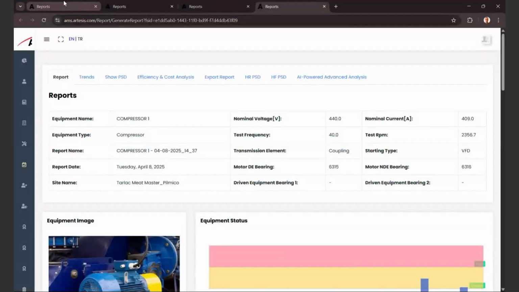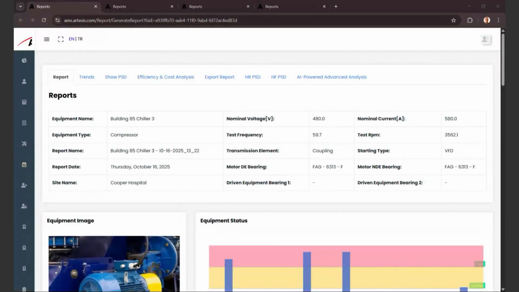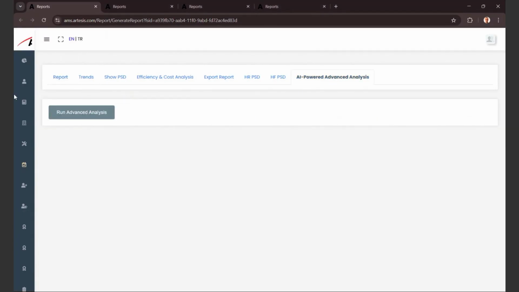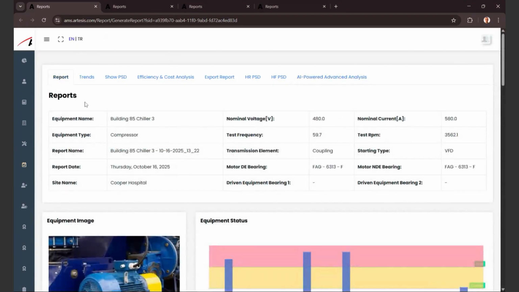All right, so here I have a couple of reports that I'm going to go over, and then we will do a live demo, which is going to be a 30 to 40 second analysis by the generative AI, of course. And so the first asset is a compressor.